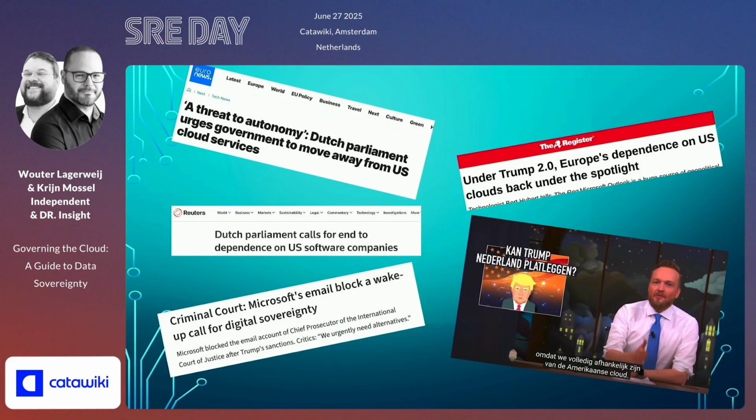You probably have seen in the news that the Microsoft-based email of one of the main people in the International Court of Justice in The Hague was blocked by Microsoft simply because the US president made a decision that forced Microsoft to do that. So they do have that power to pull the plug on access to cloud-based resources.